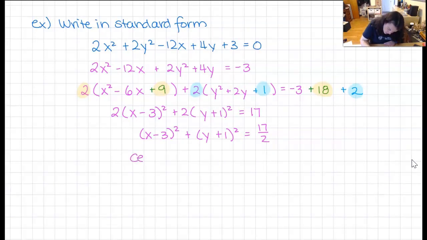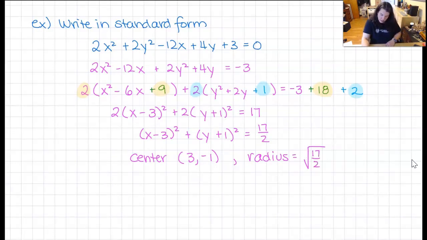So the center is at 3, -1, and my radius is the square root of 17 halves. But remember, that's the same thing as the square root of 17 over the square root of 2. I can't simplify either one of those radicals, but I do want to rationalize the denominator. So I'm going to get the square root of 34 over 2. And there's my radius.